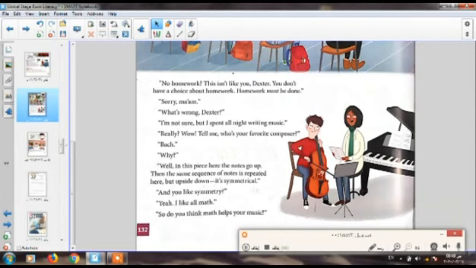And then the teacher asked Dexter, do you like symmetry? Because you're speaking about music. Okay, what does symmetry have to do with music? And then he told her that he likes math. So he was speaking about music and math, or he was using music and math in everything that he does. And then at the end of the page, she asked him, so do you think math helps your music? Let's see what he is going to respond to that question.